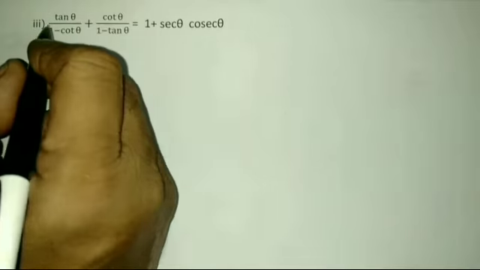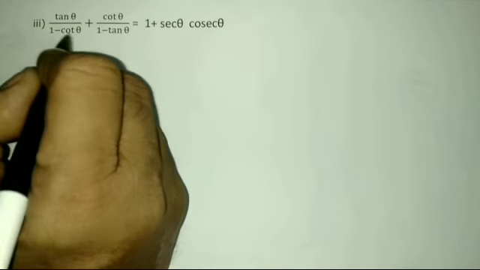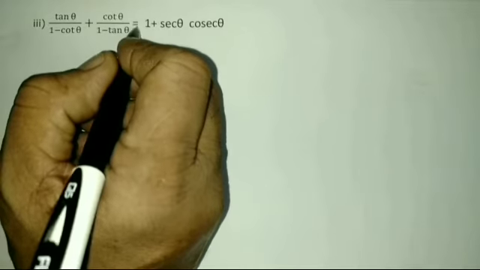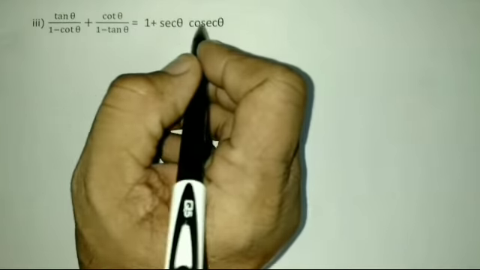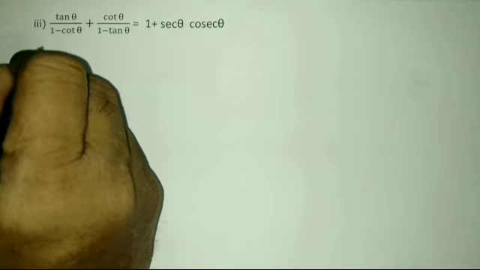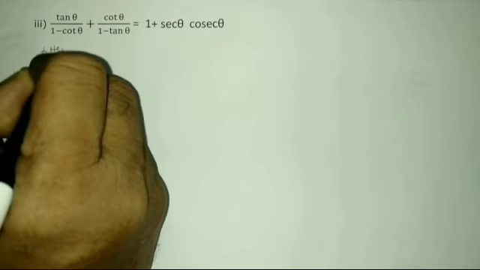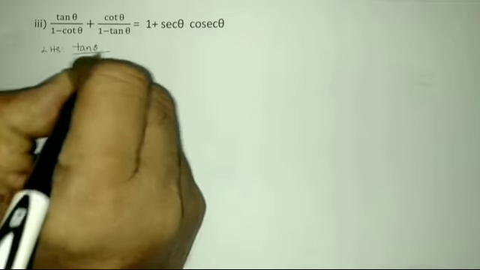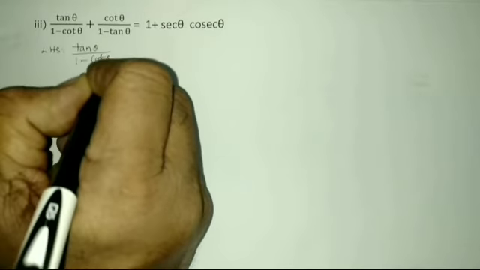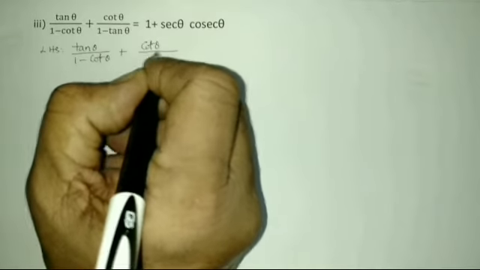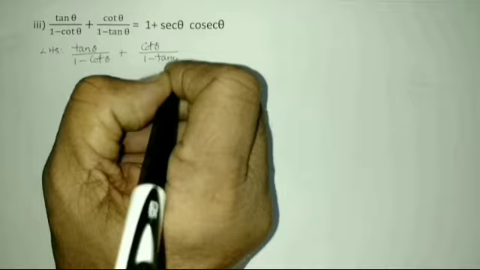Third one, prove that tan theta by 1 minus cot theta plus cot theta by 1 minus tan theta equal to 1 plus secant theta into cosecant theta. So in the left hand side, tan theta by 1 minus cot theta plus cot theta by 1 minus tan theta.